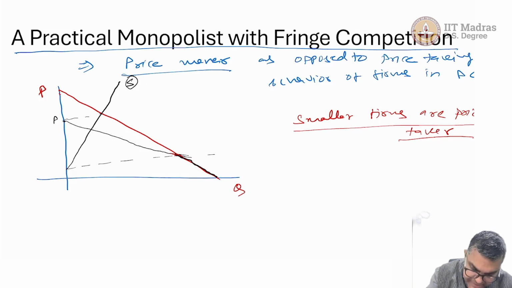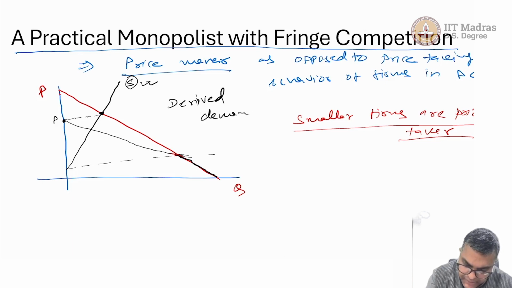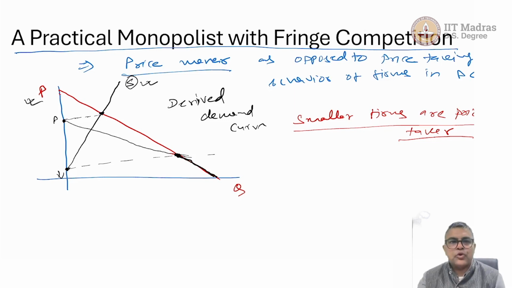At this price, this much will be supplied by these fringe smaller firms. So the complete market demand will be catered to by these smaller firms. So how much will this bigger price maker firm supply? Nothing. So the derived demand curve will start at this price, where these smaller fringe firms are not willing to supply anything. If the price goes lower than this, this price maker firm will cater to the whole demand.